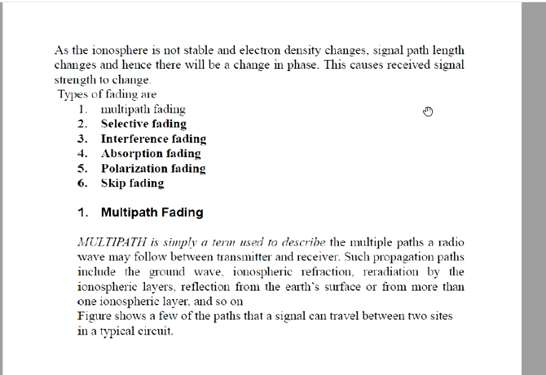And there are different types of fading, that is multipath fading, selective fading, interference fading, absorption fading, polarization fading, and skip fading. Multipath fading means, as its term implies, multiple paths of radio waves follow between the transmitter and the receiver. Such propagation paths include the ground beam, ionospheric refraction, re-radiation by the ionospheric layers, and reflection from the Earth's surface or from more than one ionospheric layer, and so on.